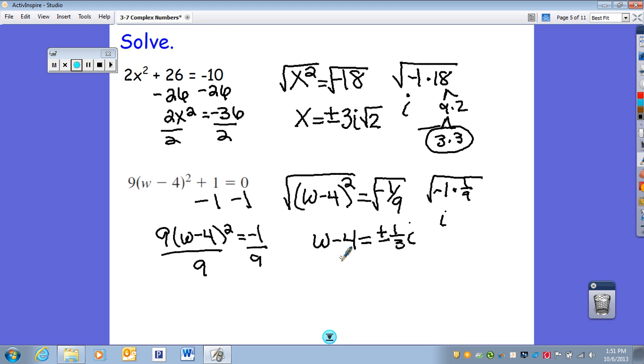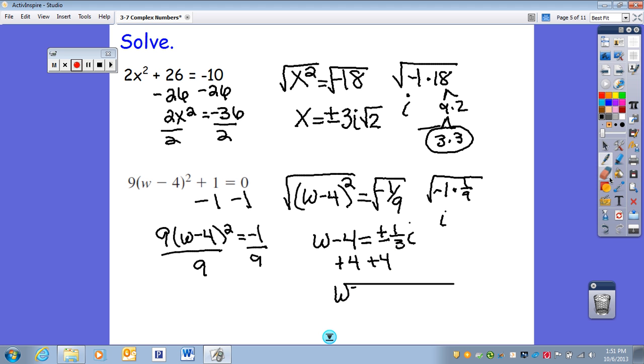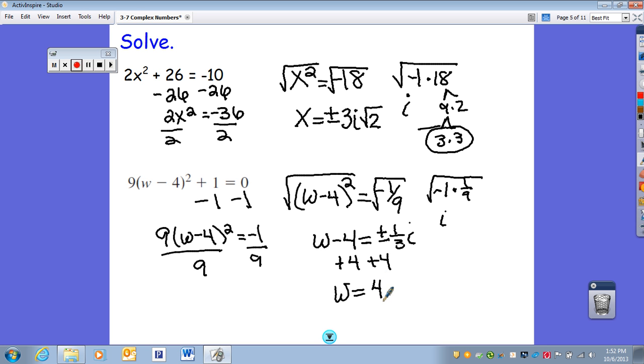To continue solving, we need to make sure to add 4 to both sides. So we have w equals, and we're going to write our complex number, making sure that our real portion is written first, and then our imaginary part. So w equals 4 plus or minus 1/3 i.